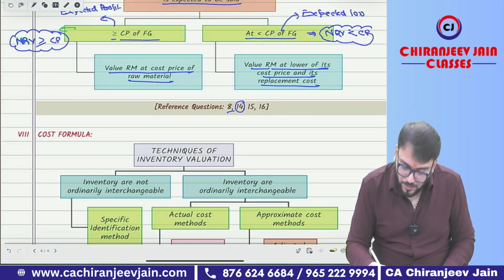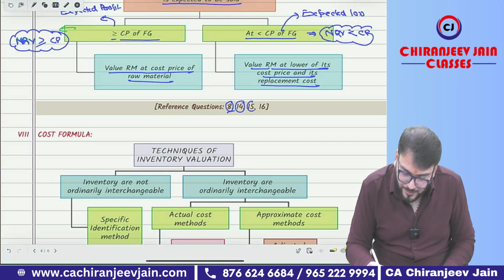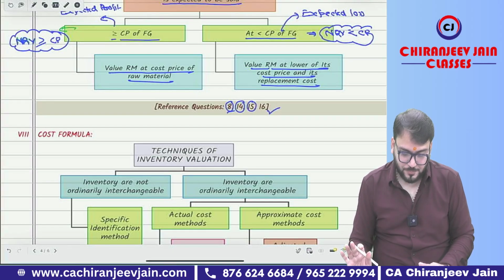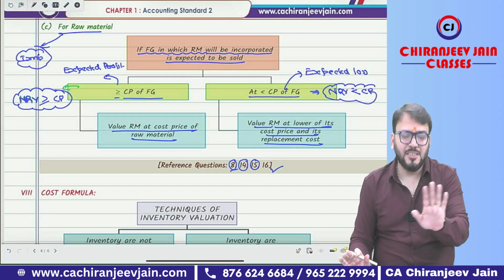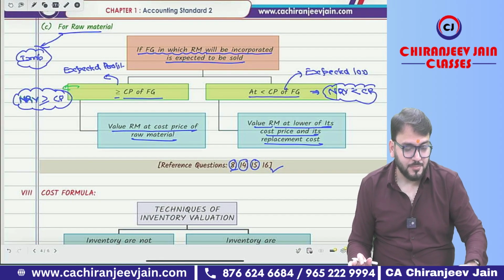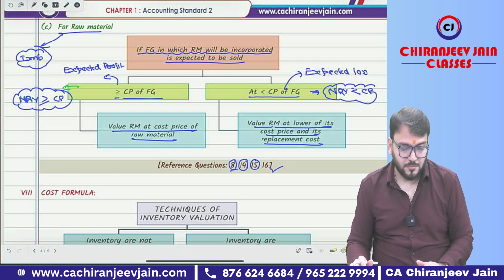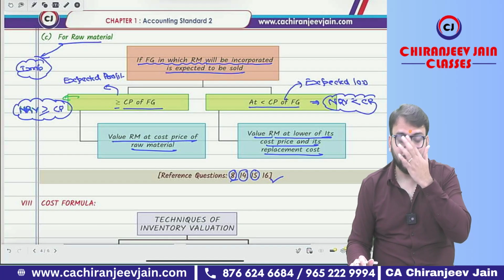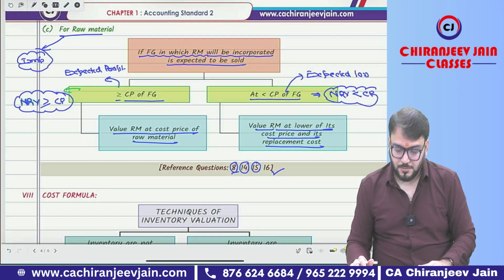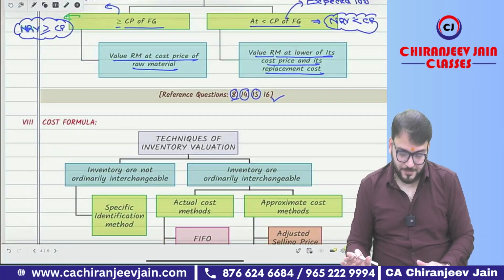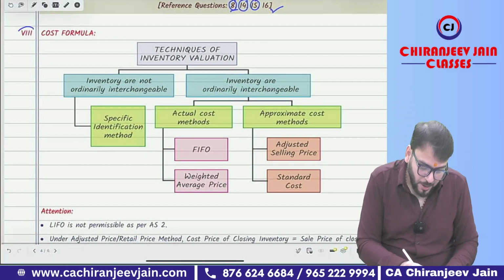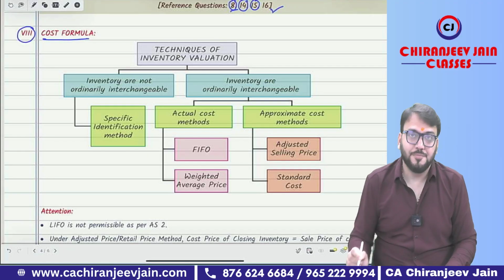Okay sir. So question 8 we have done, 14 we have done, 15 and 16 you do by yourself. I think this much you have understood. Any doubt? Super easy. Now come to the next point, cost formula.